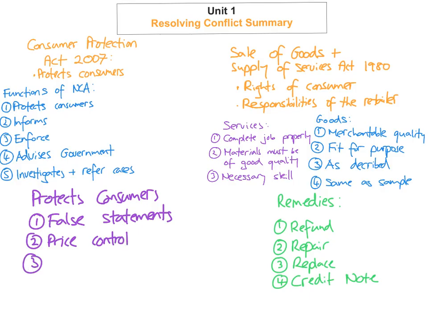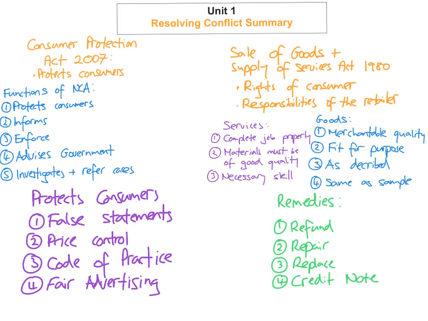The third way it protects consumers is by the code of practices that they have drawn up. So code of practice, which is drawn up by traders. It protects consumers by having fair advertising, by not having false advertising, which may trick the consumers into purchasing their products by saying something like the product is in short supply.